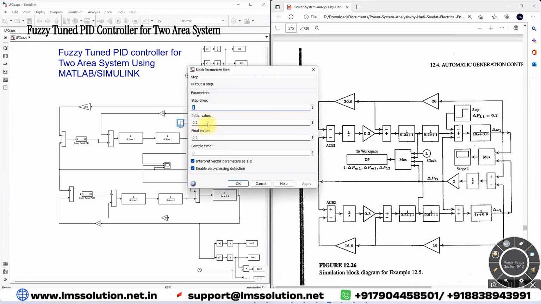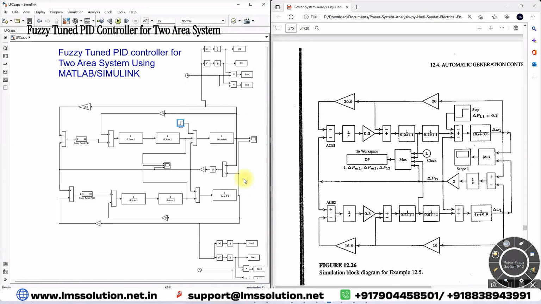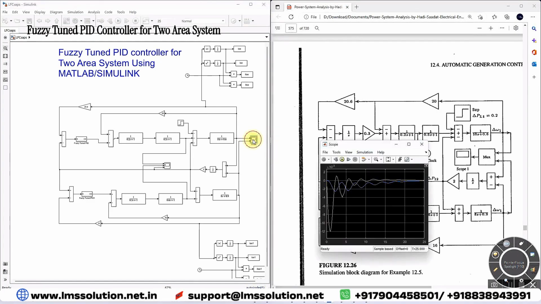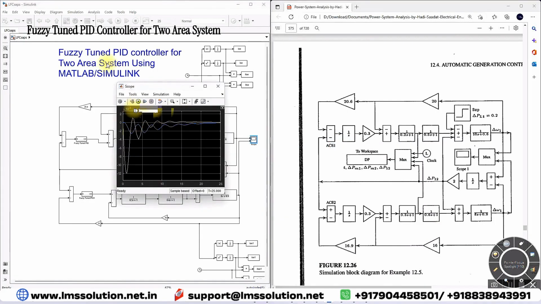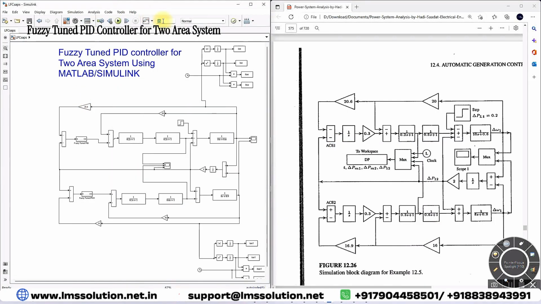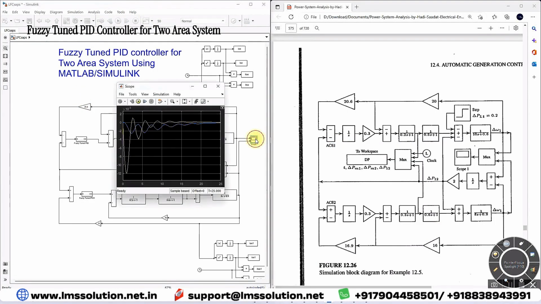Initially I am going to maintain the change in load power equal to 0.2 per unit, and then here you can measure the detail of del omega 1 and del omega 2. Now I'm going to simulate this one. Here you can see that I'm going to change the total time to 50, and then I'm going to simulate this one. Now you can see that after 25 seconds the del omega 1, del omega 2 goes to 0. That means the change in frequency of area 1 and area 2.